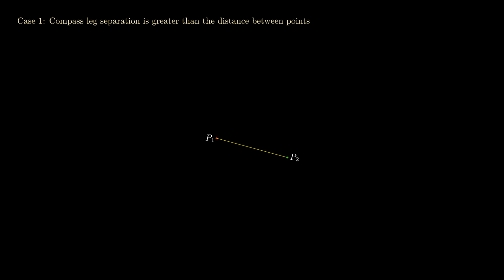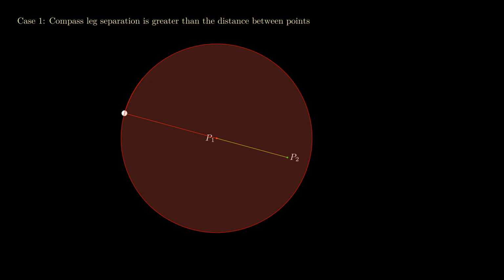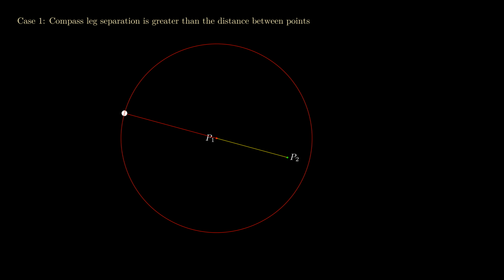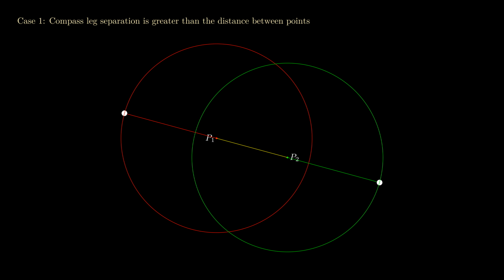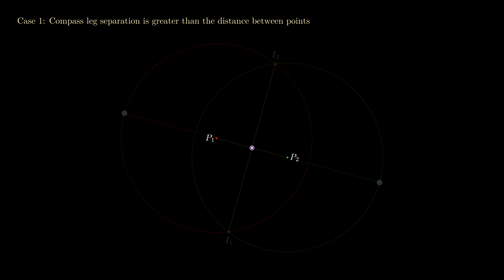Now assume that we first draw a circle by placing the pivot leg at point 1 and extending the drawing leg far enough so that both given points are enclosed within the circle. Without changing the compass leg separation, this time we place the pivot leg carefully at point 2 and draw another circle. Obviously, these two circles should intersect at two points. Then we connect the intersection points of both circles using a straightedge. As can be seen, the straight line that connects the intersection points of both circles intersects with the straight line that joins the given points.